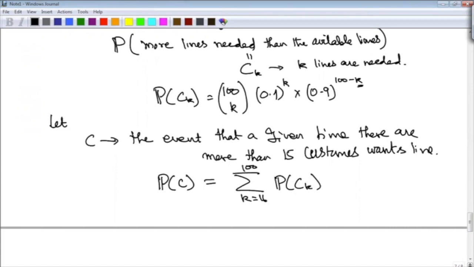They all are disjoint, because at a given time, if there are say 20 lines wanted, then it cannot be 25 lines wanted, right? 20 lines means at that second it is C20 only. So these all are disjoint. Therefore, when you take probability by countable additivity, you can add them up.